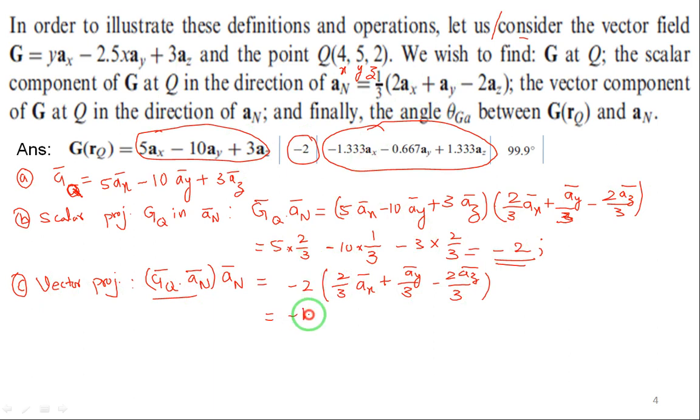Okay, I will write once again here: 1.333 ax minus 0.667 ay plus 1.333 az to get this answer.